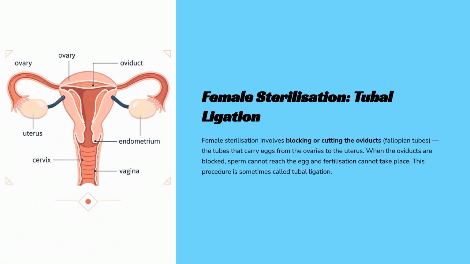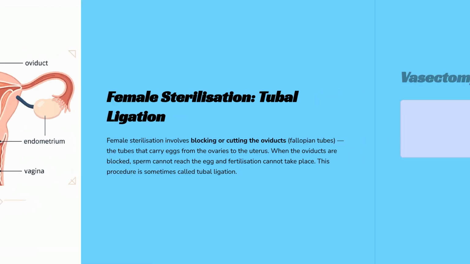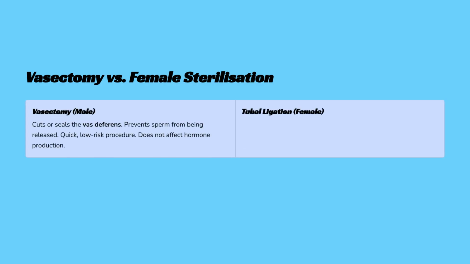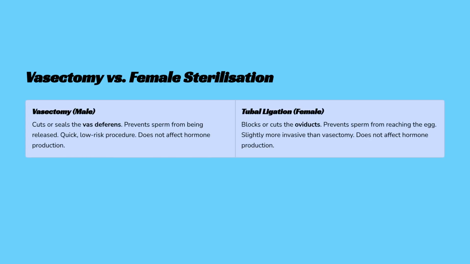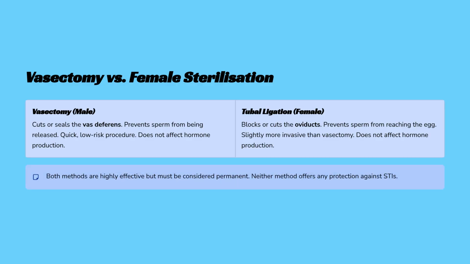Female sterilization, or tubal ligation, involves blocking or cutting the oviducts, also known as the fallopian tubes. This prevents the egg from traveling to the uterus and consequently prevents fertilization. Whether it's a vasectomy or tubal ligation, these are highly effective, permanent methods. It is important to remember that neither of these surgical procedures provides any protection against sexually transmitted infections.